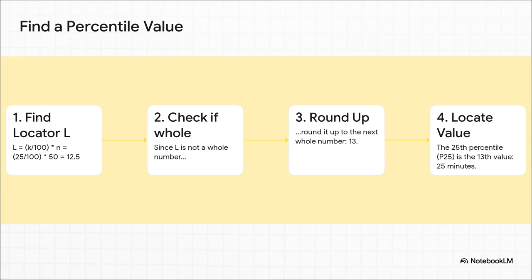But what if we want to go the other way? Let's say we want to know what wait time marks the 25th percentile. We can follow these simple steps. First, we calculate a locator value, L. In this case, we get 12.5. Since we can't have half a position, we just round that up to the next whole number, which is 13. Then we go to our sorted list and find the 13th value. And there it is. The 25th percentile is a 25-minute wait.